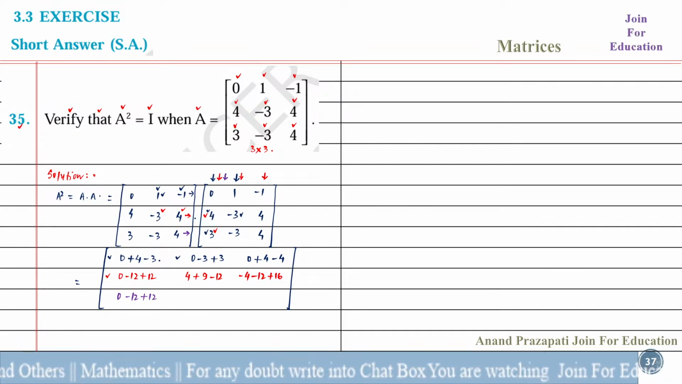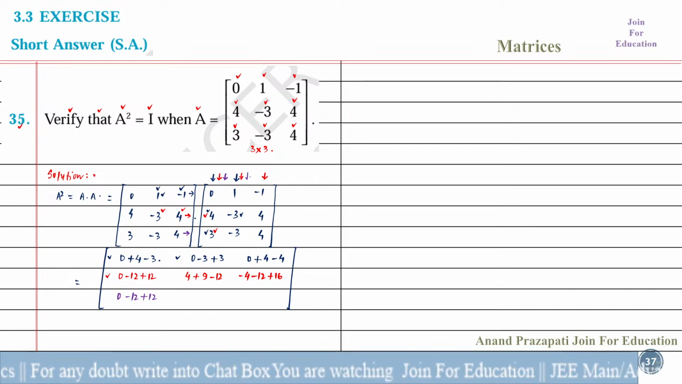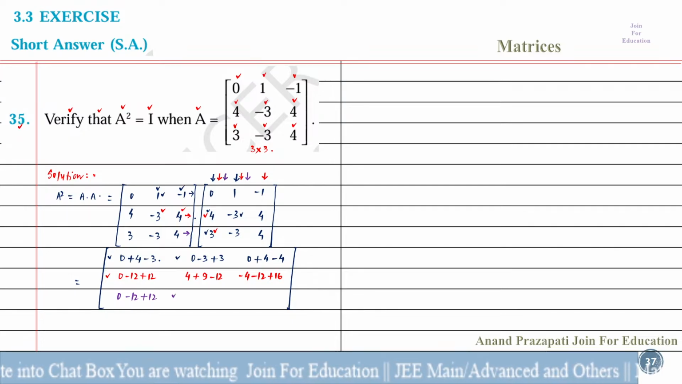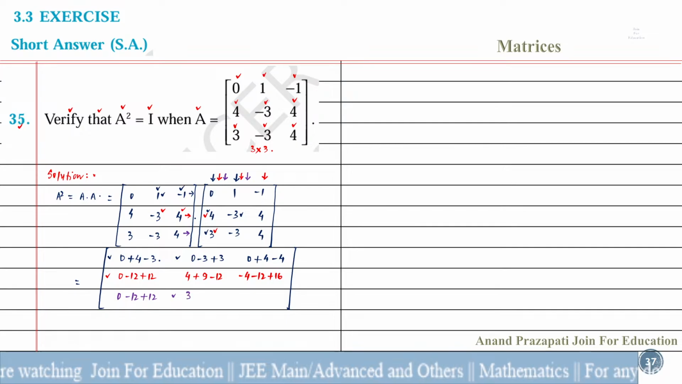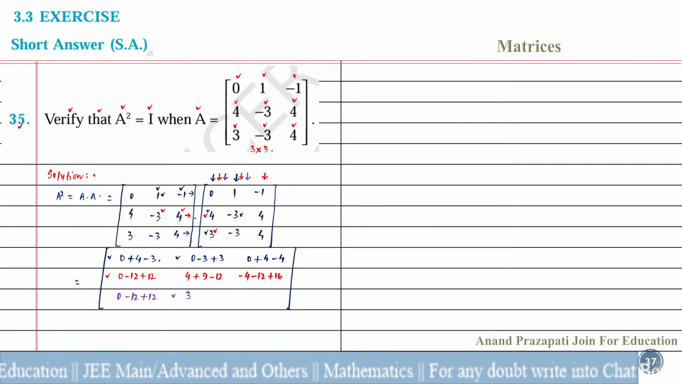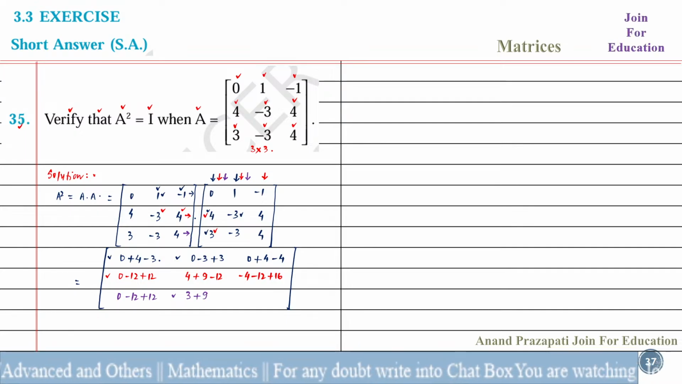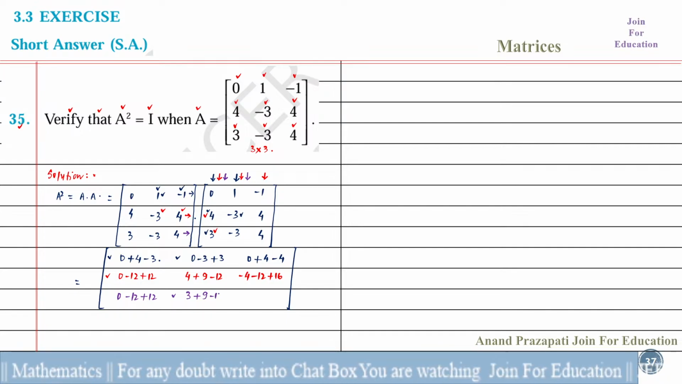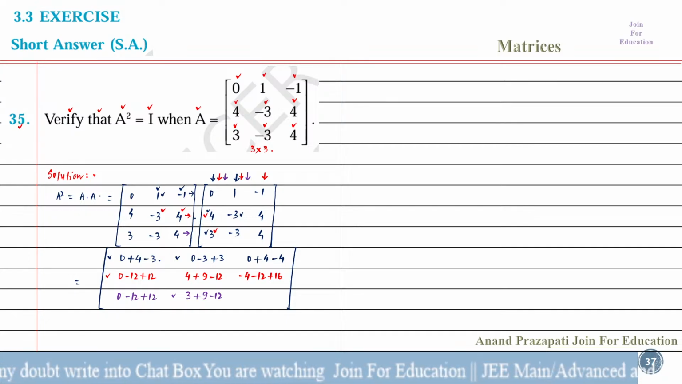Again, third row along second column, to get the second element of the third row, 3 into 1 equal to 3, minus 3 into minus 3 equal to plus 9, and 4 into minus 3 equal to minus 12. Observe, there is no problem to understand up to this step.